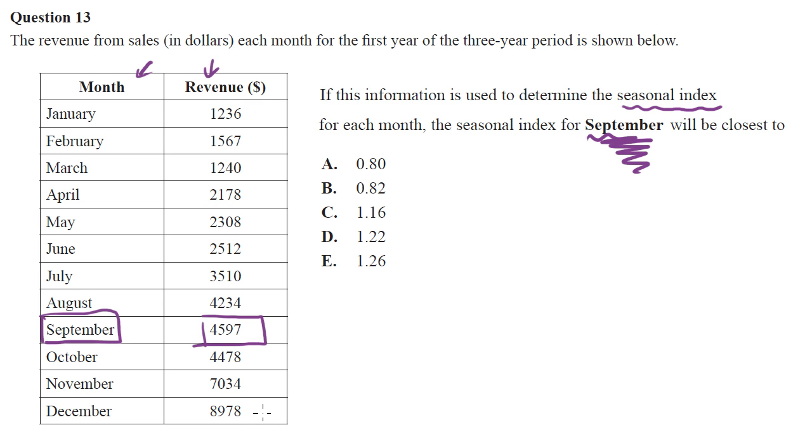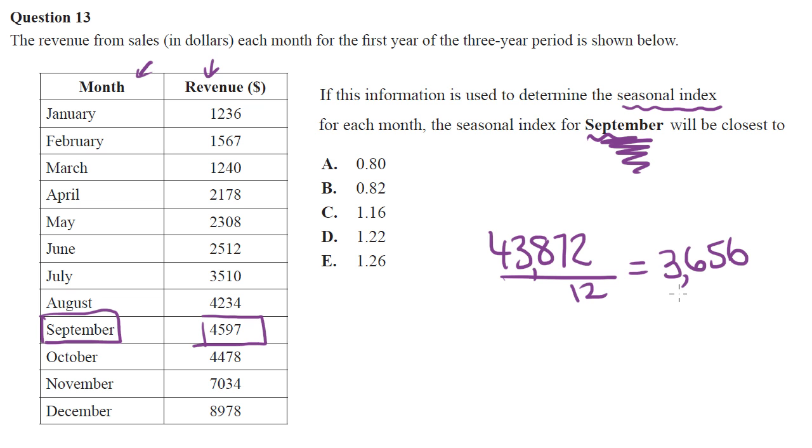So how do you find the average, the mean? You add them up and divide by how many there are. So in your calculator, you put 1236 plus 1567 plus 1240 and so on, and just double check that you've entered them all correctly, and you should get 43,872. Then we divide by how many there are. There are 12, so we divide that by 12 and we get 3656. Now that's the average for the revenue each month.